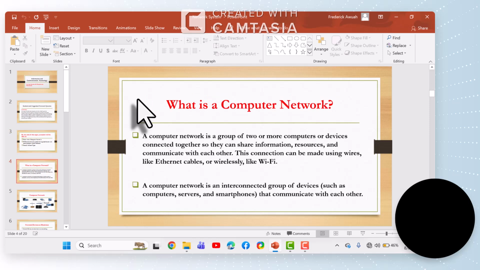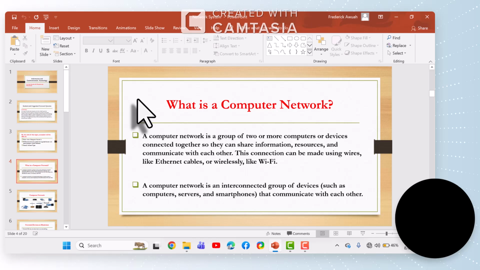So, if you talk about a computer network, it is a group of two or more devices connected together so that they can share information, resources, and communicate with each other. Some of the networks are wireless, like Wi-Fi, and some are wired, like the use of Ethernet cables.